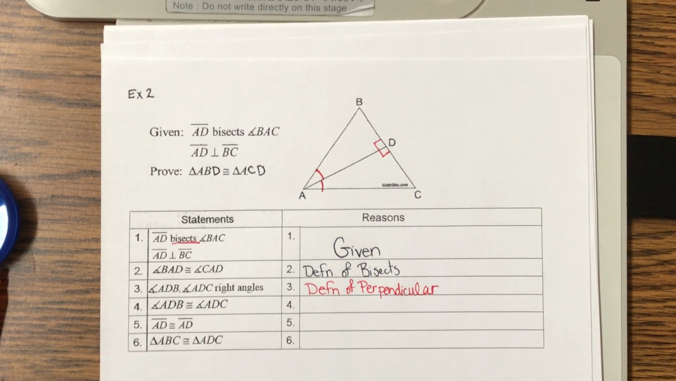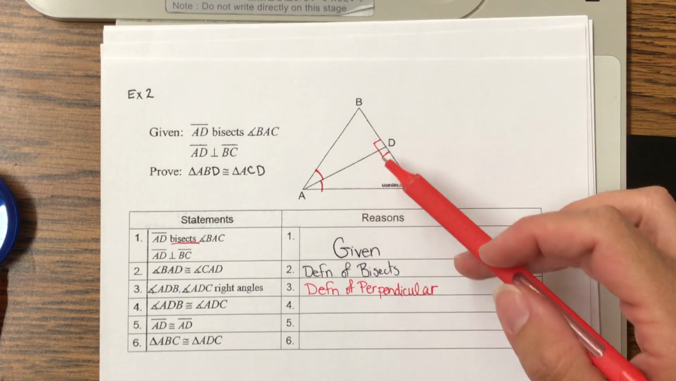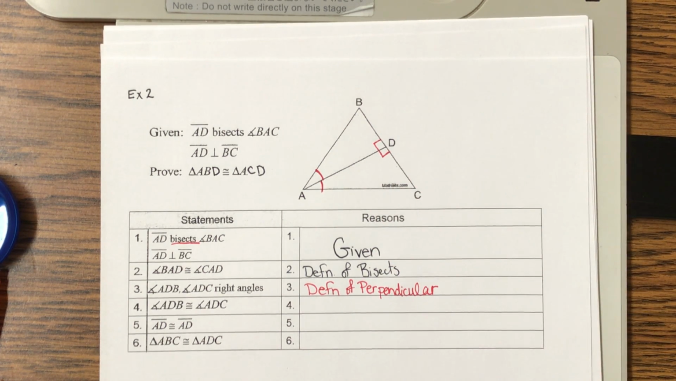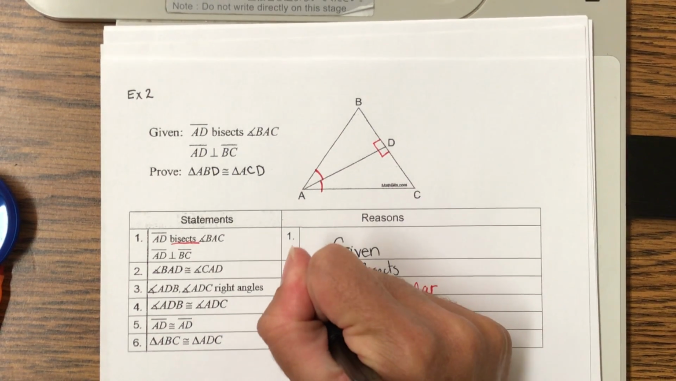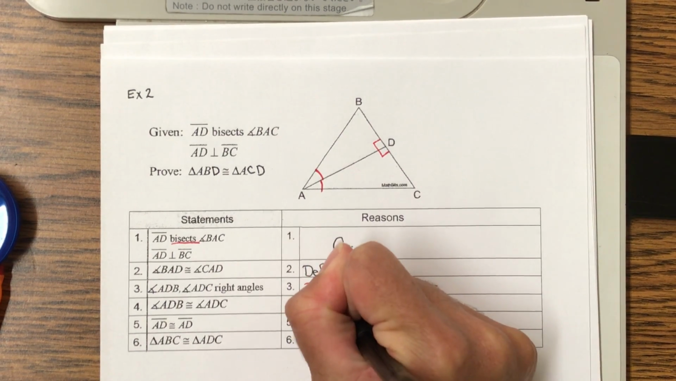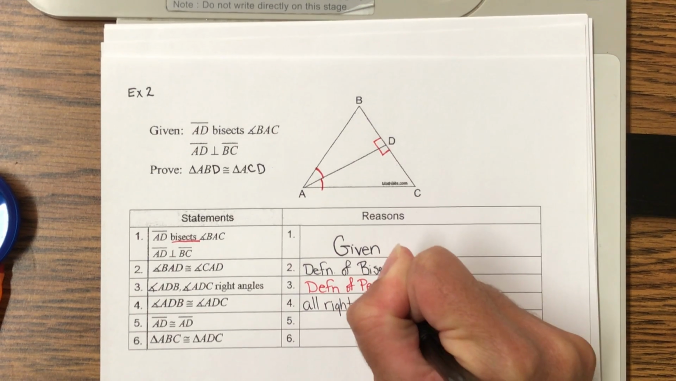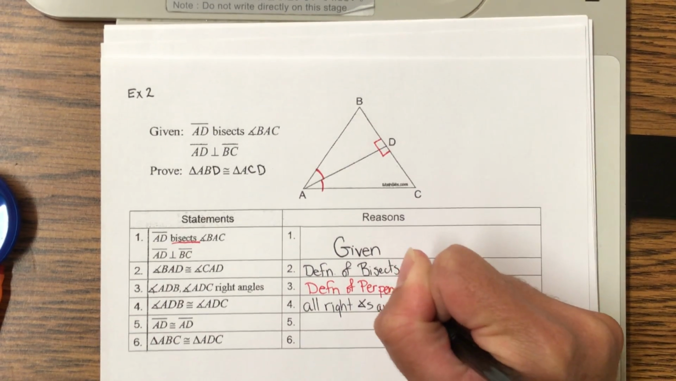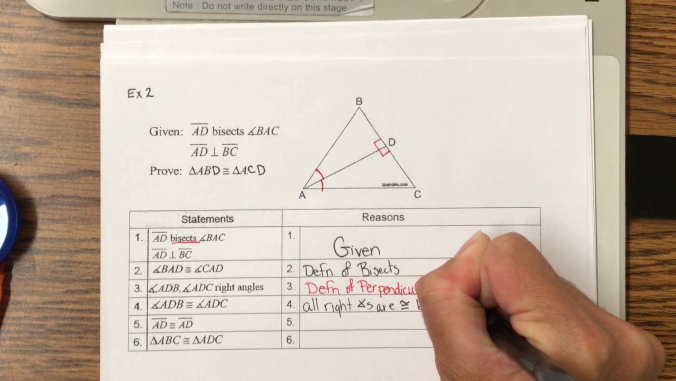Okay, and so then now, angle ADB is congruent to angle ADC. So, of course, if those two angles are right angles, then they're going to have the same measure because all right angles are 90 degrees. So, all right angles are congruent, because they have a measure of 90 degrees.